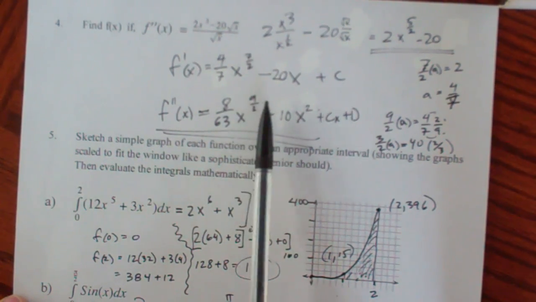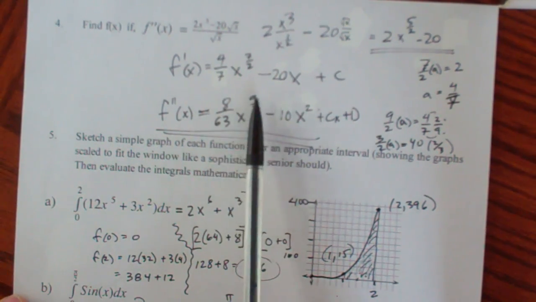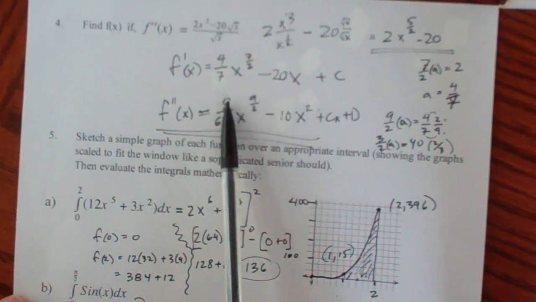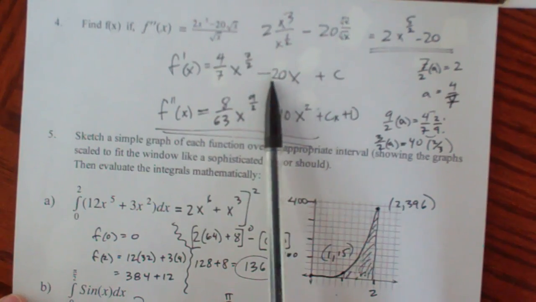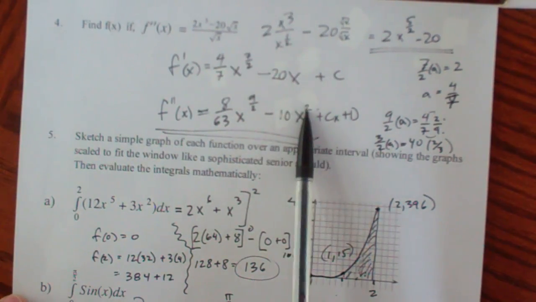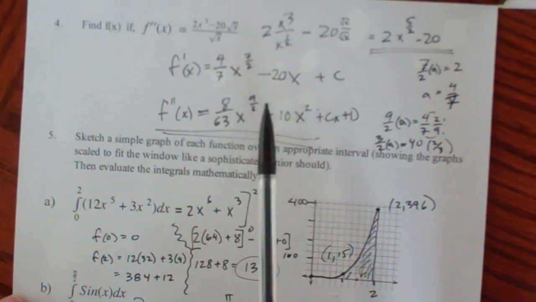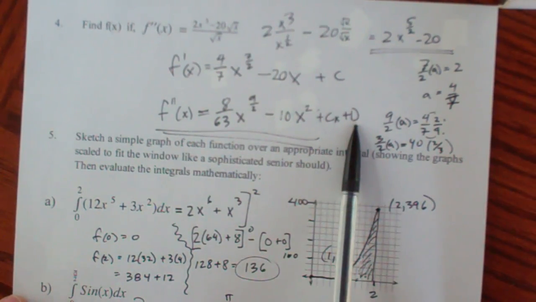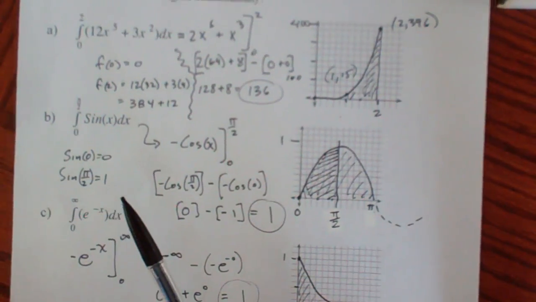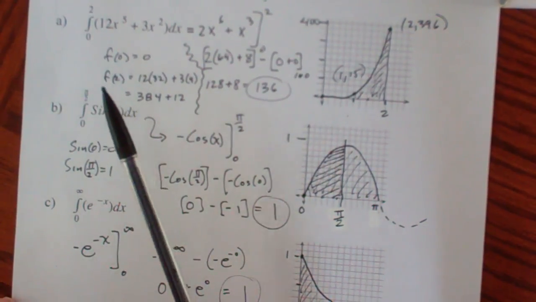Nice thing is you can always check it. When you bring this out front, the 9 will cancel with the 63, the 8 will cancel with the 2, and you get 4/7. Then the antiderivative of negative 20x, that goes up to negative 10x squared. 2 times a negative 10 will give me negative 20. Don't forget to add the c, and then the cx plus d. Okay? And final problems here.